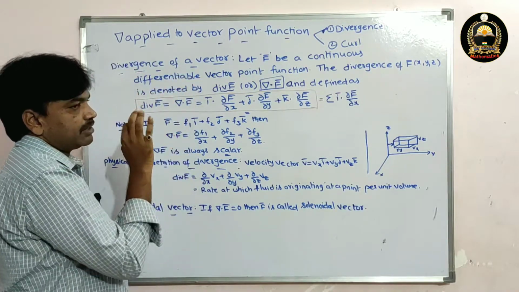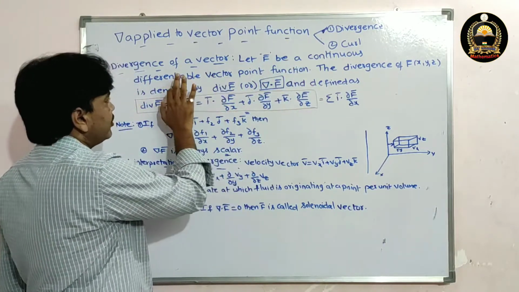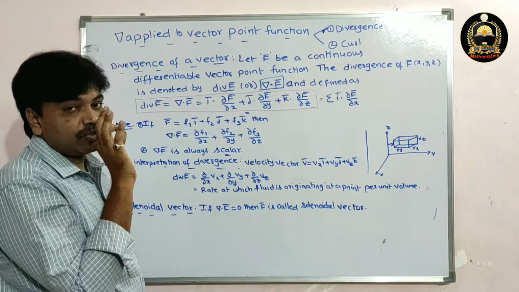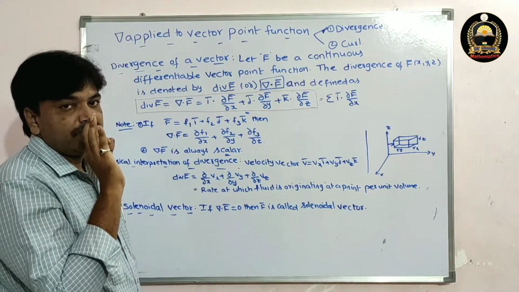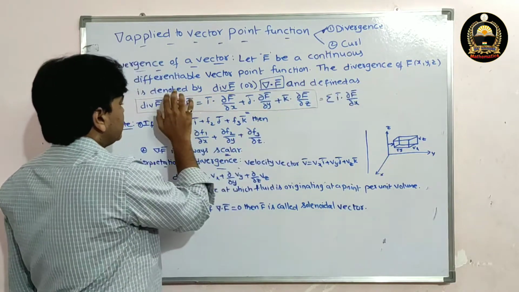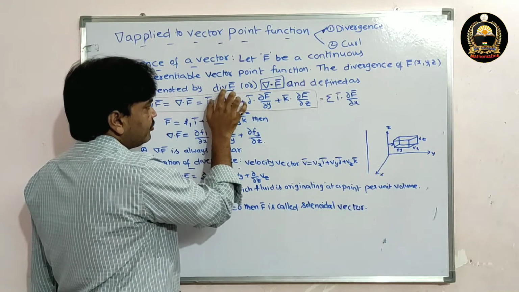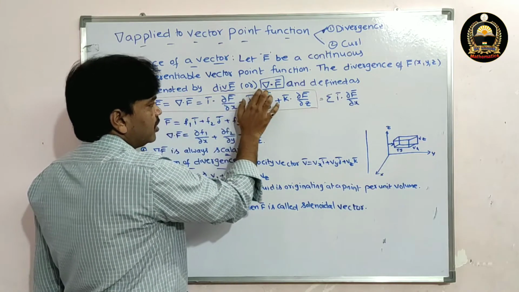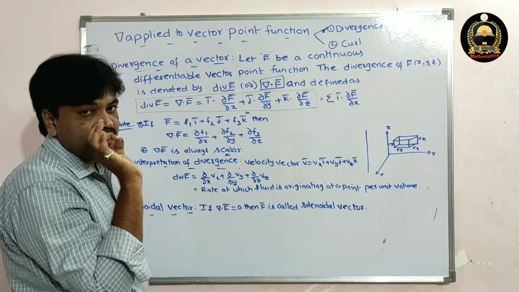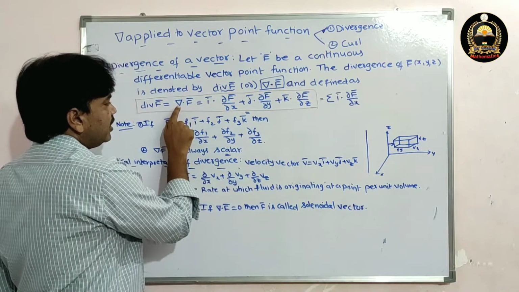Divergence of a vector. Let f bar be a continuous differentiable vector point function. What is f bar, students? It is a continuous and differentiable vector point function. The divergence of f bar is denoted by div f bar, or del dot f bar.